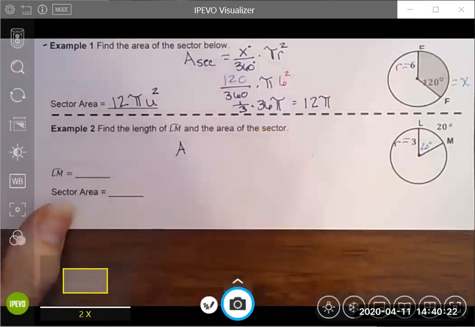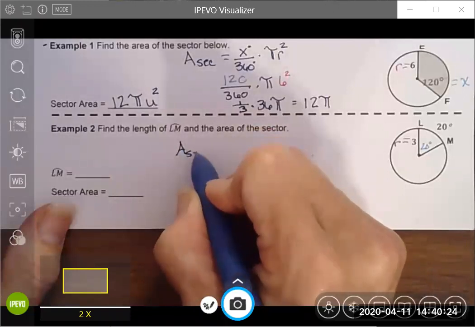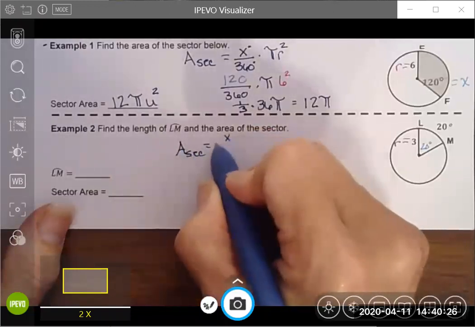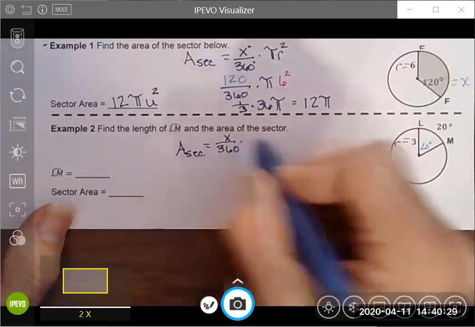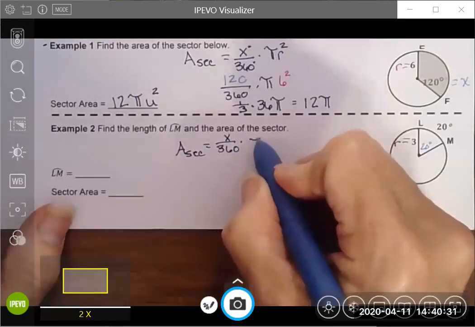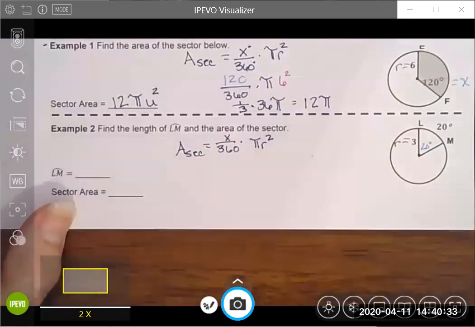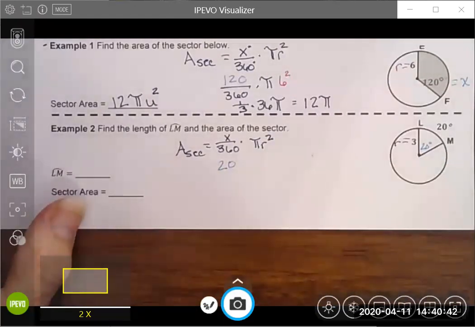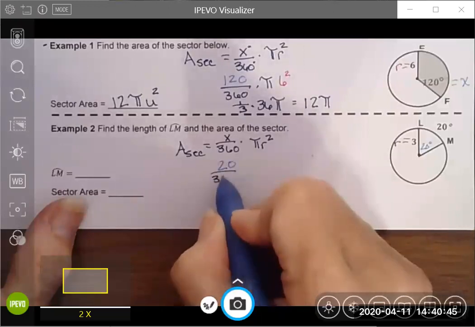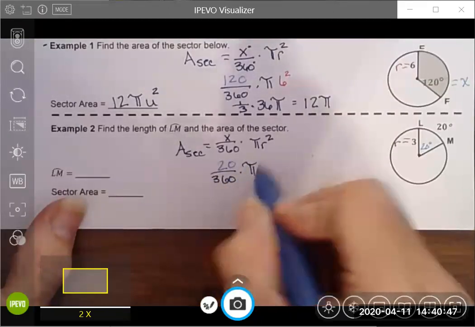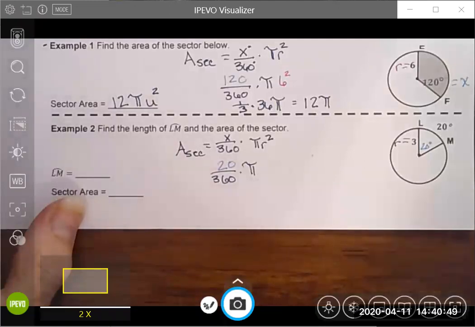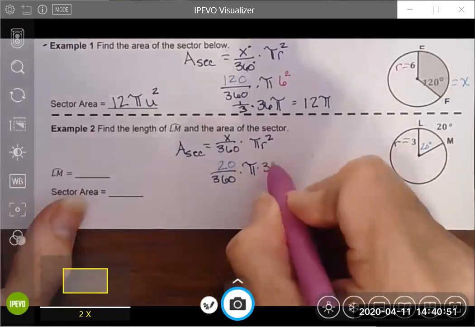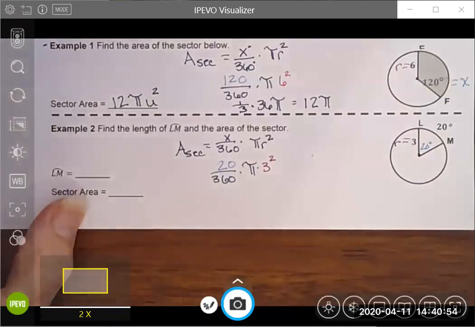I'm going to start by writing my formula because that's just the way I roll. And we're finding area, so this is going to use the area formula. I have recently figured out what my central angle is. I'm going to write that as 20 degrees over 360 times pi radius squared, and in this case my radius is 3 squared, and I am good to go.